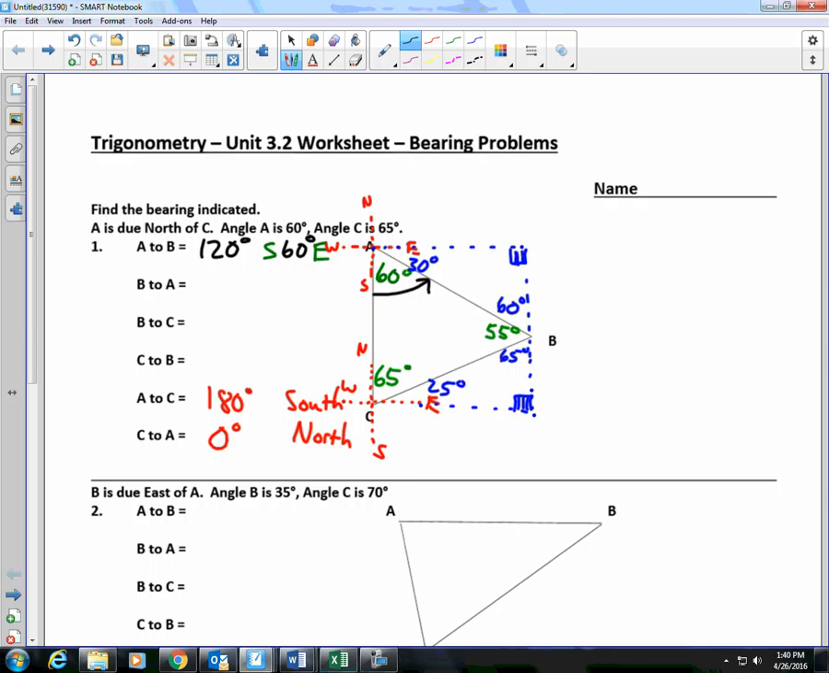Okay, now I'm going to put myself at C, and I'm going to go from C to B. What is the description of getting from C to B? North, east. How many degrees to the east of north do we turn? 65 degrees. What is the north bearing? 0. If I turn 65 degrees past, give me 65 degrees. Oh, hey, let's move on over to B.